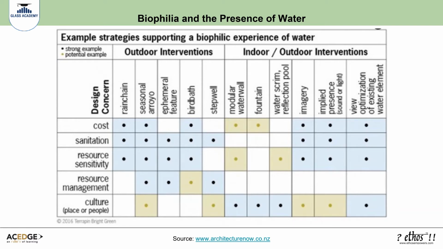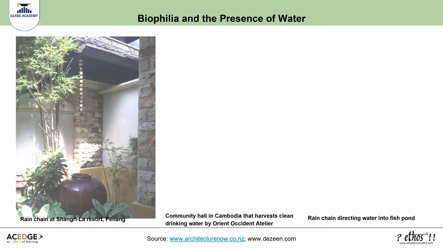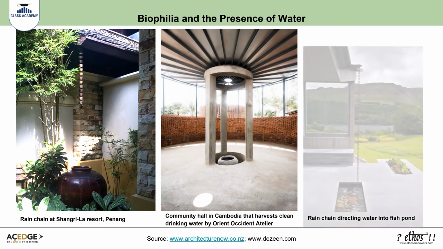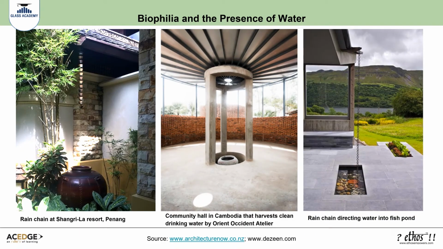There are a number of ways in which water can be brought into interior spaces, such as rain chain, step well, modular water wall, fountains, and so on. The presence of an active water feature also presents an opportunity through responsible design to educate users on issues of water scarcity and water efficiency while optimizing positive health impacts and fostering a connection to the place.